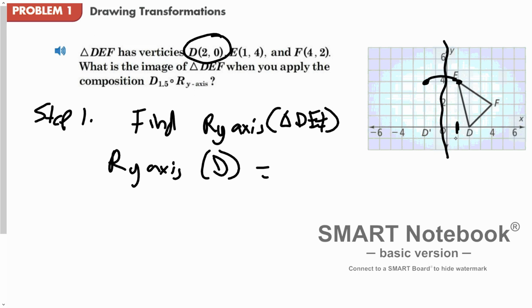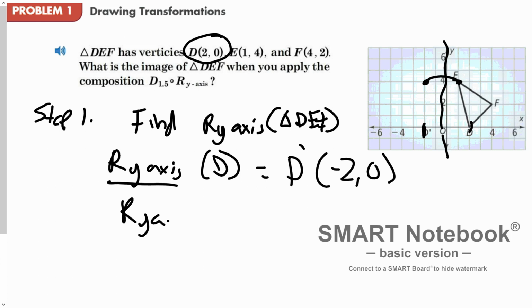So it goes from, I think this is counted by 2's, maybe. Nope, that's 1. So actually, D's right here. There we go, that's 2. So 2, 0. We're going to bring that over here, so it's -2. So when I apply this rotation about the y-axis, that'd be D prime, our image, right? -2, 0. Then I do the same thing to all the other ones.